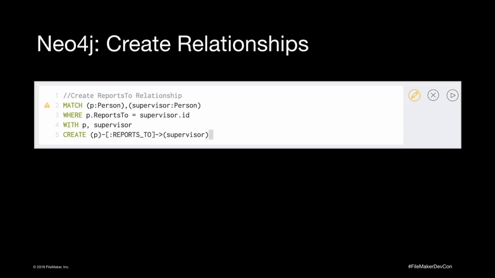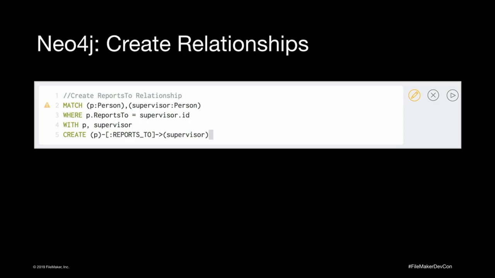So what I'm doing in line 2 is I'm summoning two nodes of type person. I label the one P and the other supervisor. And if I find a match between the foreign key from the one and the primary key from the other, then I link them together in line 5, create a reports to relationship between these two nodes.